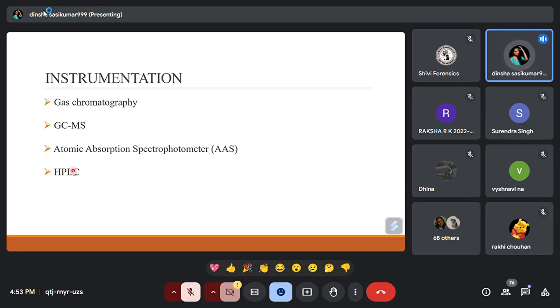Then atomic absorption spectrophotometer, that is AAS. We can use this also. Then HPLC, that is high performance liquid chromatography. So these are some of the common instruments that we use in laboratory for the analysis of the evidences that we get from an arson scene.